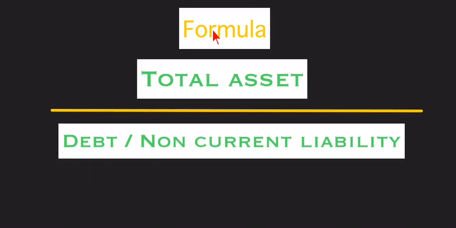Coming to the formula of this ratio. As per the name, total assets upon debt. Debt means non-current liability. So the formula is total assets upon debt. Total assets to debt ratio, that means total assets upon debt. Okay, so this is the formula of the total assets to debt ratio.